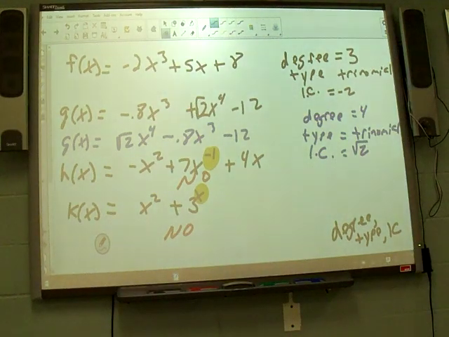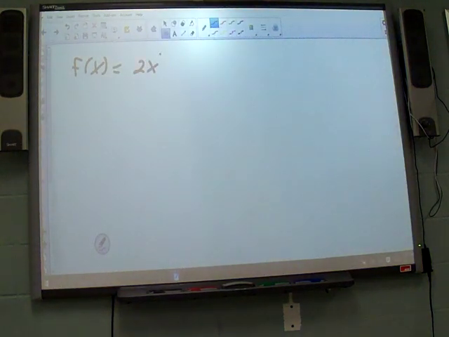Alright, I got one problem I want us to work before we get to some cool stuff. This is a pretty easy deal here. I got f of x is equal to 2x to the 4th minus 8x squared plus 5x minus 7. The directions say to evaluate that function when x equals 3.